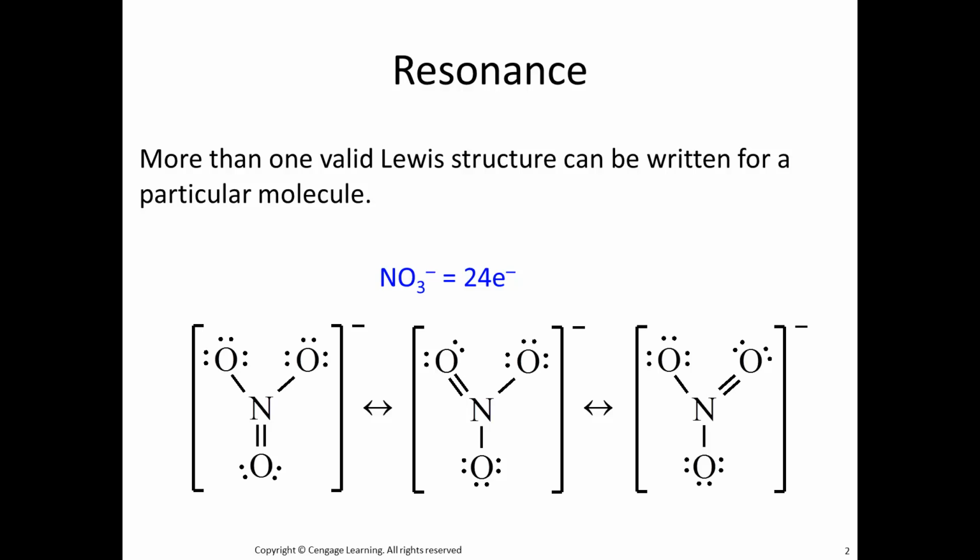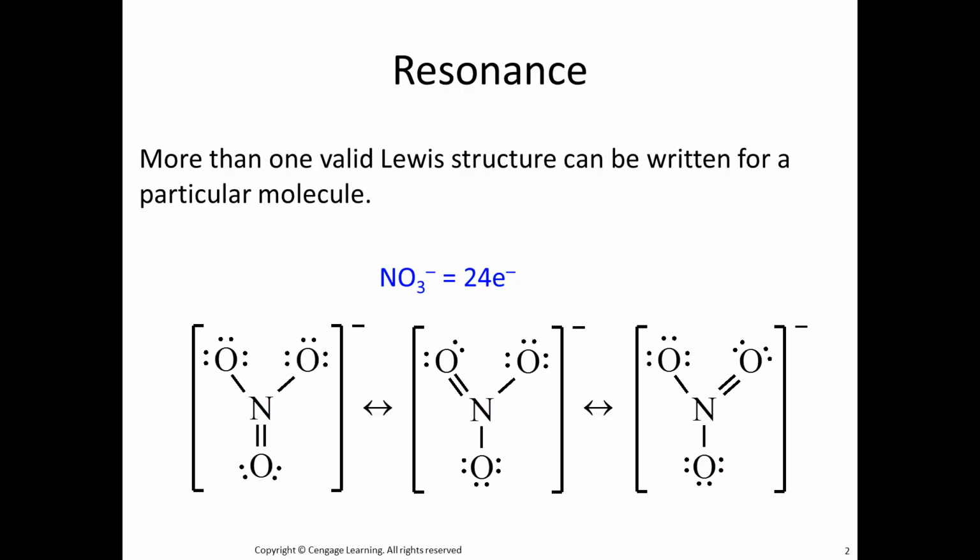In nitrogen trioxide, we have 24 electrons. We can write our Lewis dot structure with a double bond between nitrogen and oxygen, and then single bonds between nitrogen and two other oxygens, and then distribute our electrons so that we have octets around all of our atoms.